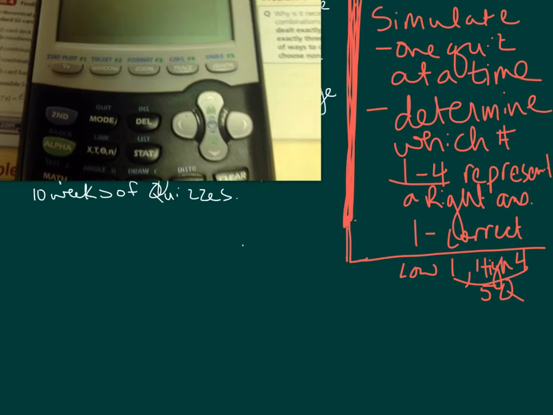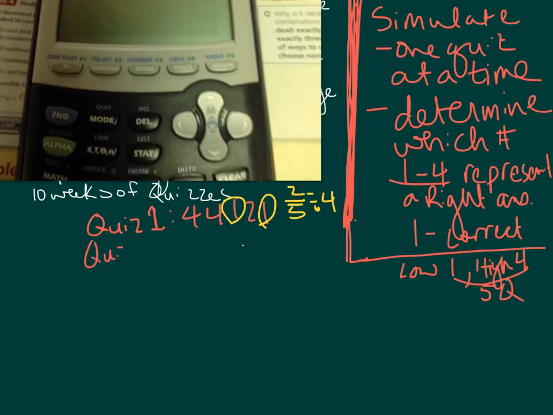So for quiz 1, we got the values 4, 4, 1, 2, 1. A 1 means they were correct, so that's like getting a 2 out of 5, which is a 40%. Not so great. So we're going to do a generator for week 2, quiz 2.